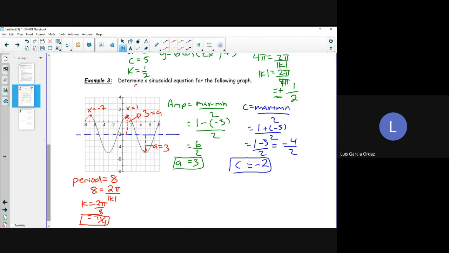So you have our A, which is equal to 3. C is equal to -2. And k is equal to pi over 4. Now we need to determine whether or not we want this to be a sine function or a cosine function. You can pick both. You want to pick cos? Okay. So if we pick cos in our parent function cos of x, does the graph start at the axis or at the maximum point? So cos starts at the max.